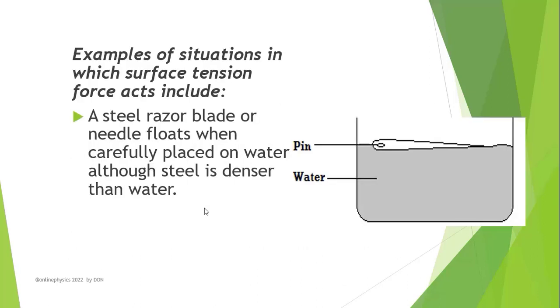Then we have some examples of situations in which surface tension force acts. For example, when a steel razor blade or needle floats when carefully placed on the water's surface, although steel is denser than water. You will note that the steel needle that has been placed on the water surface does not sink, although it's denser than water. That is as a result of the surface tension force that is being experienced.